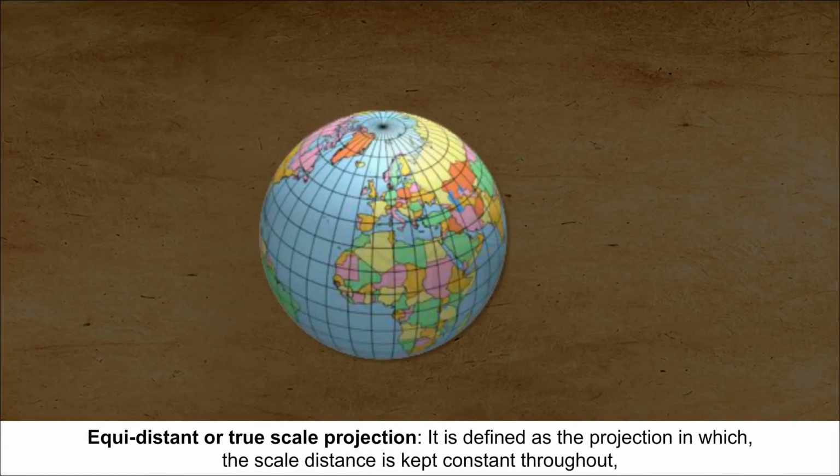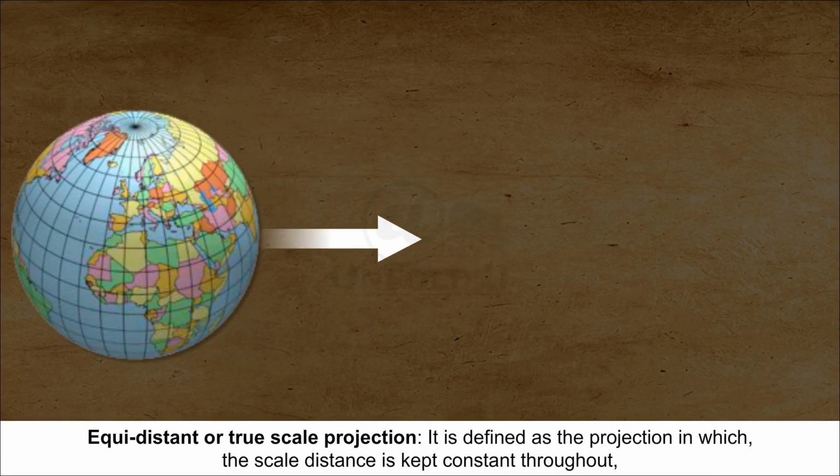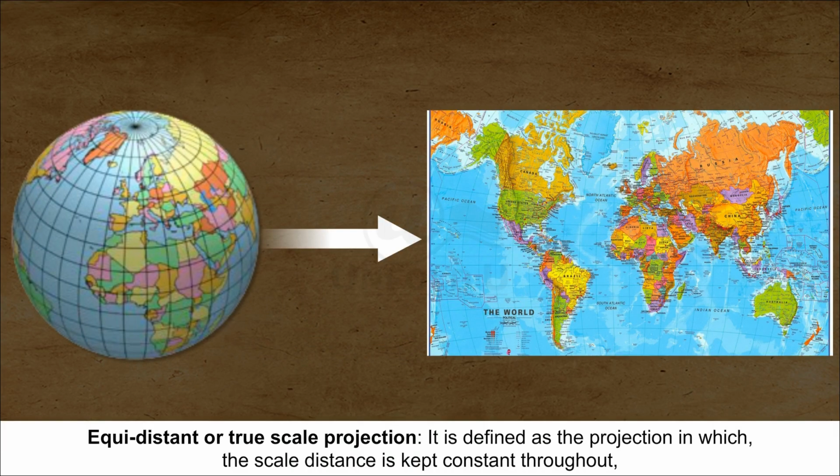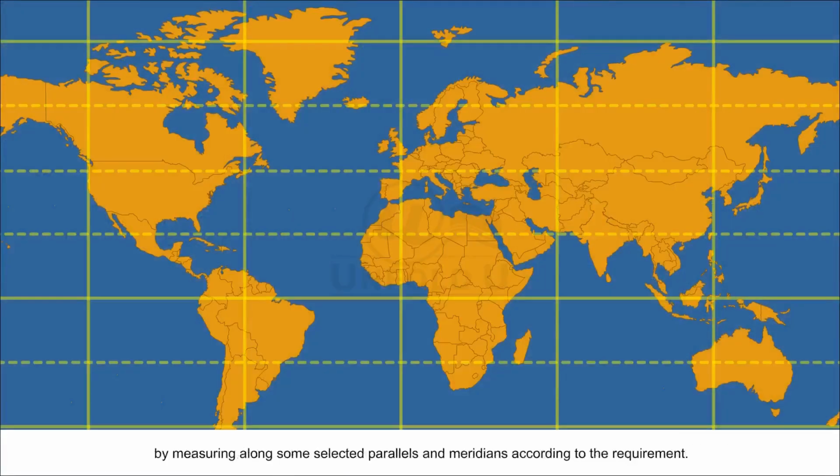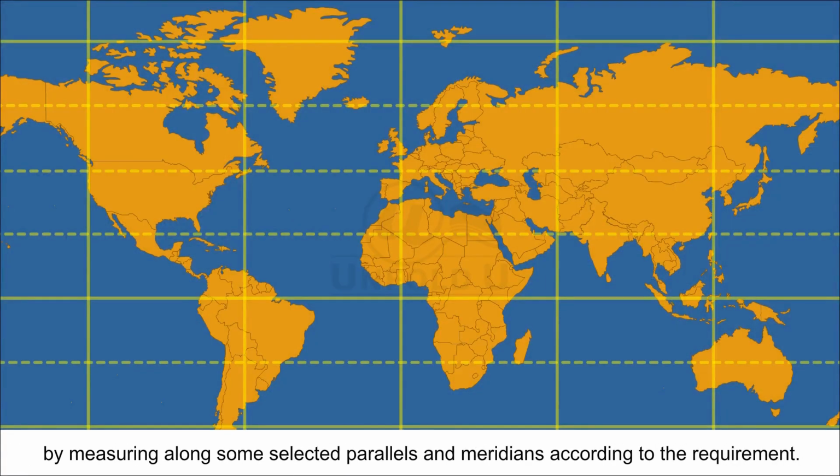Equidistant or true scale projection. It is defined as the projection in which the scale distance is kept constant throughout by measuring along some selected parallels and meridians according to the requirement.